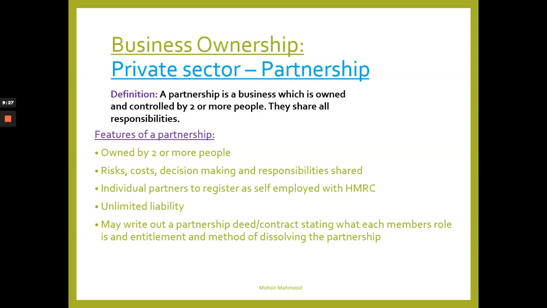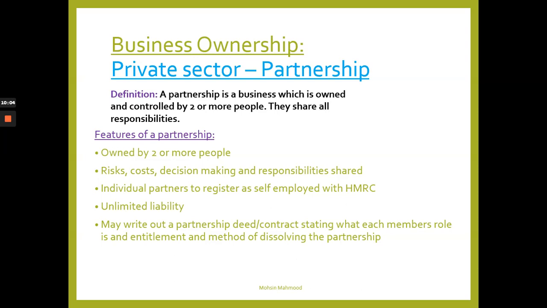We're moving on now to the next business ownership type, which is partnerships. We're still in the private sector, but we're looking at partnerships now. So a partnership is a business which is owned and controlled by two or more people. They share all responsibilities. Some features are that they're owned by two or more people. They share risks, costs, decision making, and all responsibilities. Individual partners have to register as self-employed with HMRC. And again, similar to sole traders, they have unlimited liability.